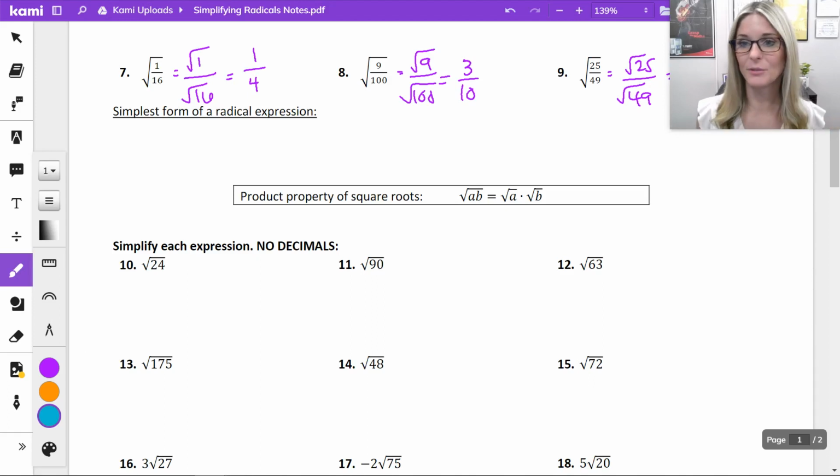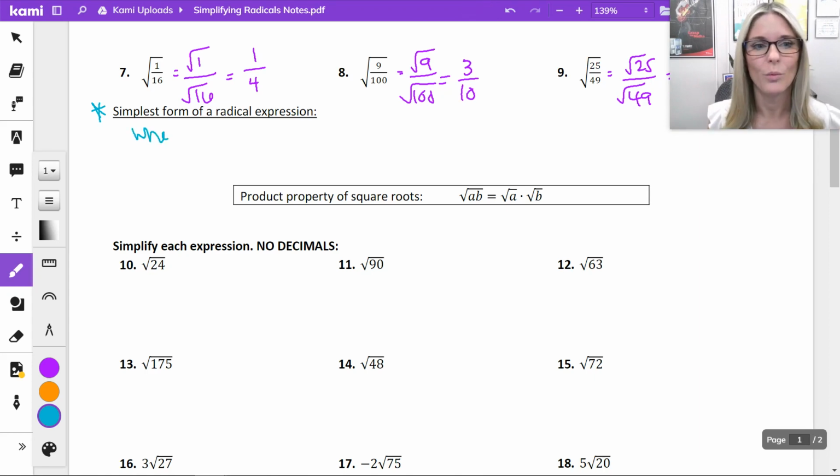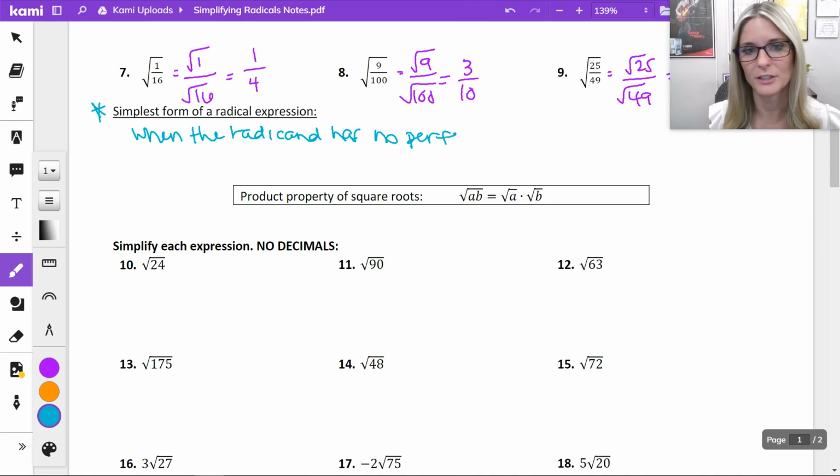Now, in our next section, we are going to really get into the simplifying radicals. So the simplest form of a radical expression is when there are no more perfect square factors of that number, or in our next lesson, in our variable. So when the radicand, which is the fancy word for that number inside the radical, has no perfect square factors.